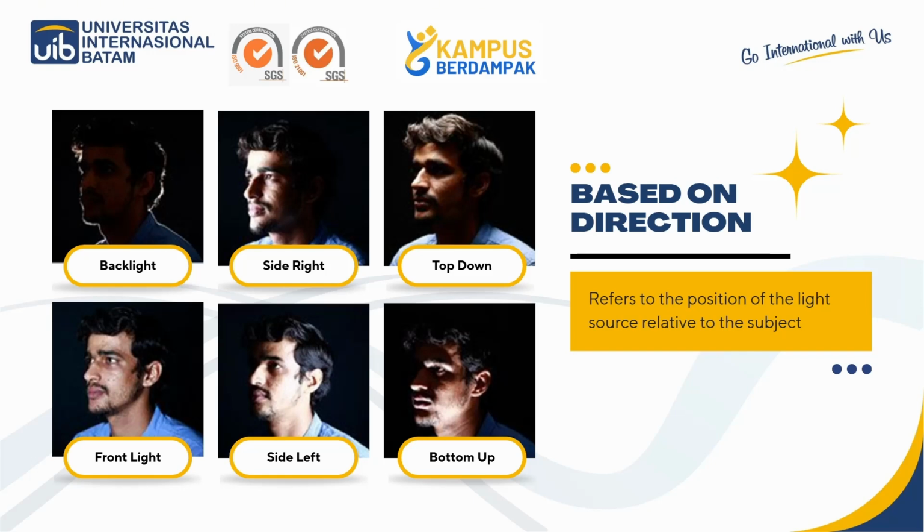We have the side right, where the light comes from the right side. We have top down, where the light basically comes from a top to down direction. We have front light, which is the light placed in front of the subject. Side left, where the light is placed on the left, and bottom up, where the light source is placed on the bottom of the subject.